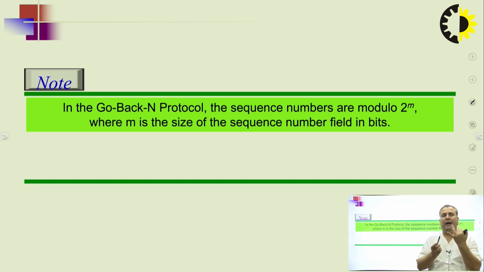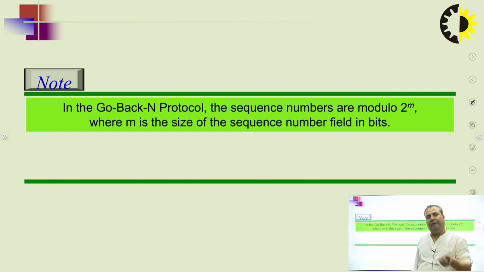Suppose we have sequence numbering like 0, 1, 2, 3, 4. Once the ACK of frame 2 is received, 0, 1, 2 means 3 frames have been received, so the window will slide by 3.